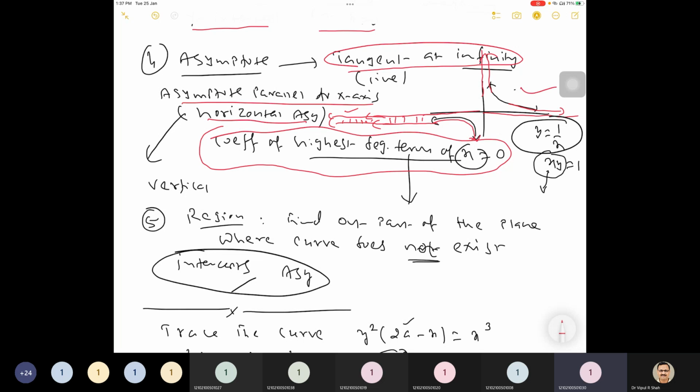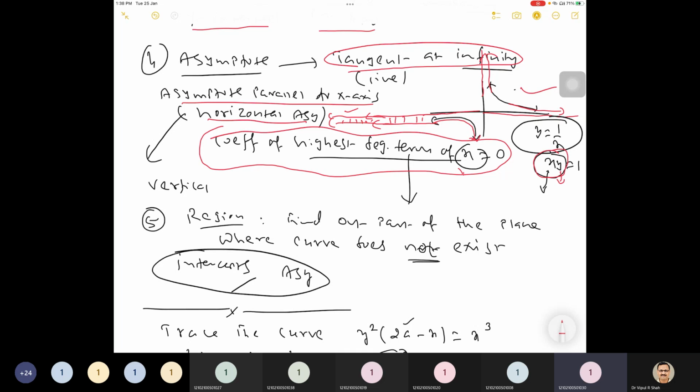Now suppose this is the curve y equal to 1 upon x. Its equation is xy equal to 1. If I want to find the horizontal asymptote, I take the coefficient of the highest degree term of x. The highest degree term is only one here, xy. What is the coefficient of x? It is y. So y equal to 0. That means the x-axis is the horizontal asymptote.